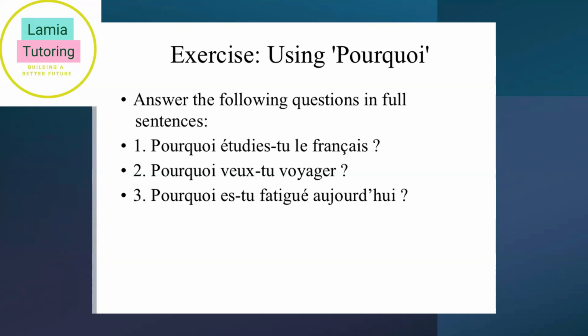I don't know these ones. Okay, which one don't you know? So the first one I did: j'étudie le français parce que for immigration. How do we say pour immigration? Pour l'immigration. L apostrophe immigration. Same writing.